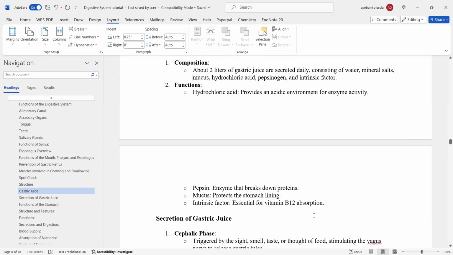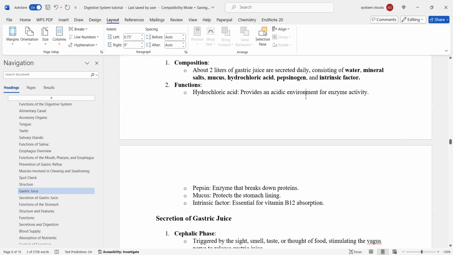So let's go over this again. The gastric juice that is produced by the stomach, about 2 liters every day, consists of water, mineral salts, mucus, HCl, pepsinogen, and intrinsic factor.